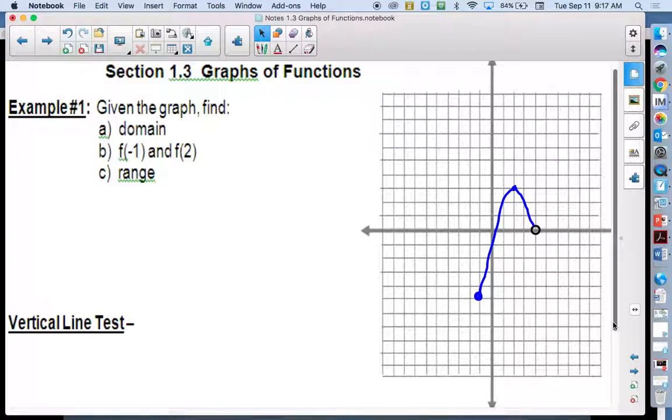So if you look at example 1, given the graph, find the domain, find f of -1 and f of 2, and then find the range. See if you can find those three pieces. So the domain of the given graph is exactly the same in your page. F of -1 and f of 2. We don't have an equation to plug in -1 and 2. We have a graph to look at. And then find the range.